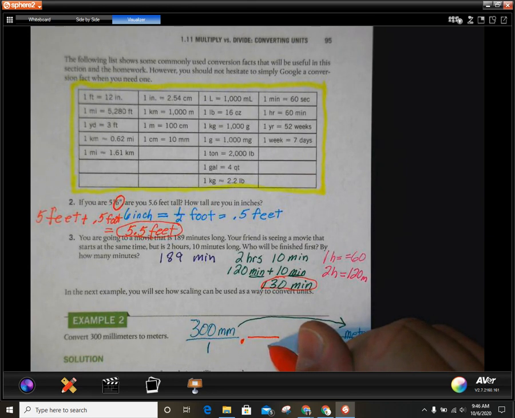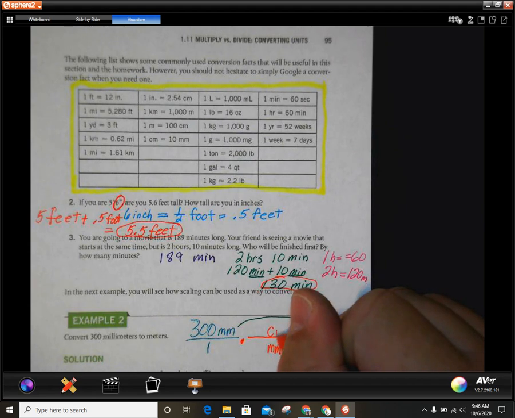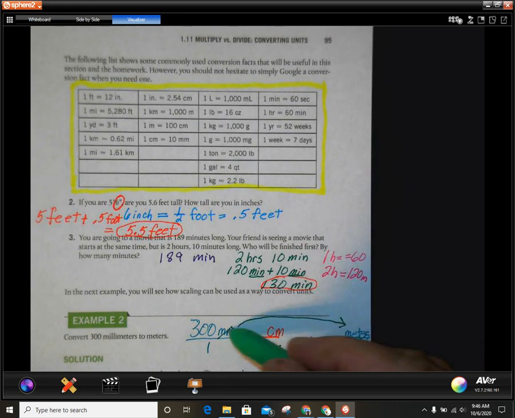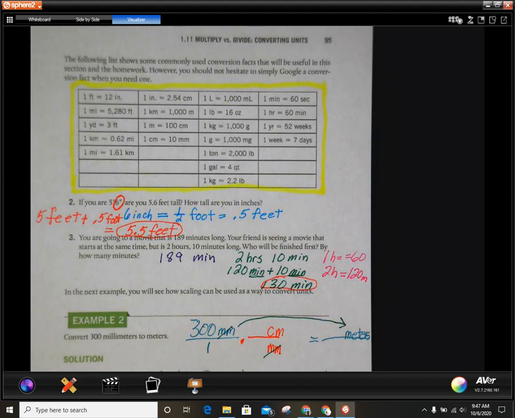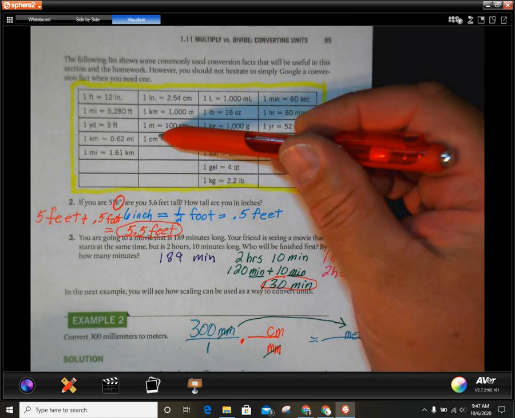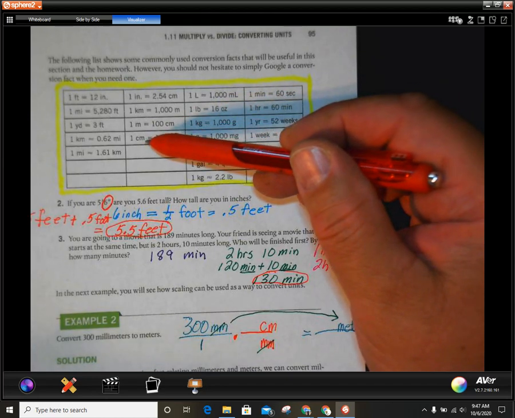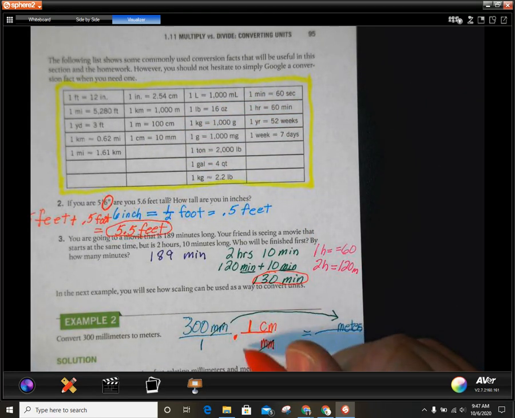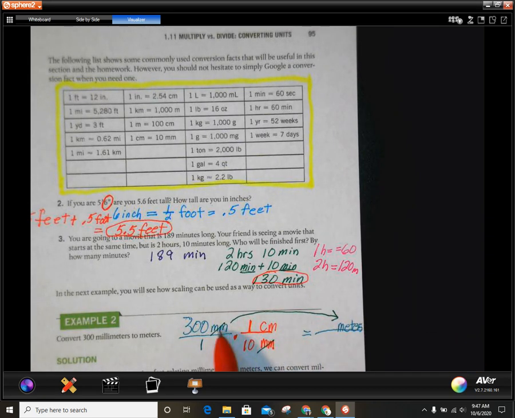And again, I want millimeters in the bottom, centimeters in the top. And the reason why I want the millimeters in the bottom is so I can cancel those labels. Remember, one's got to be top, one's got to be bottom. Here's my unit of 1. Okay, there's 1 centimeter and 10 millimeters. So now my label's at centimeters.